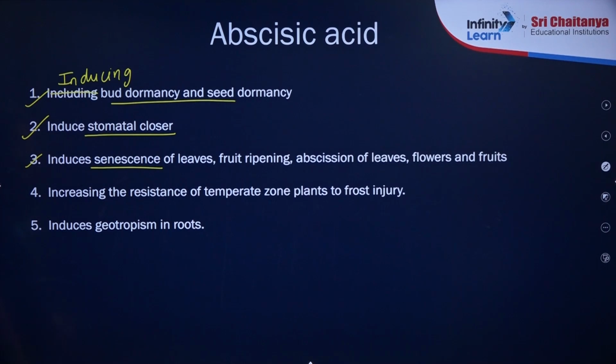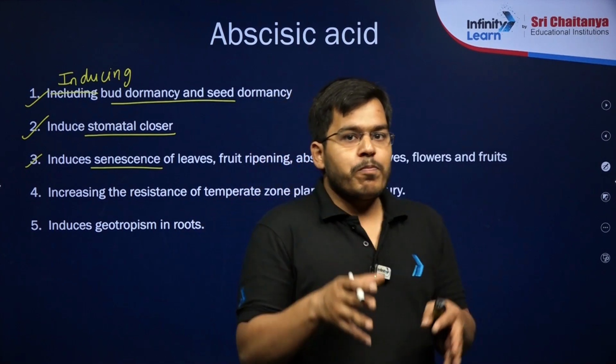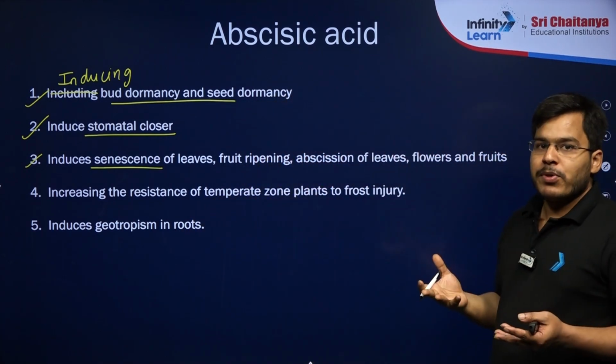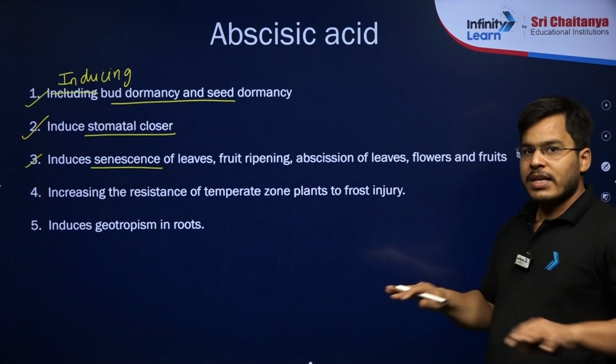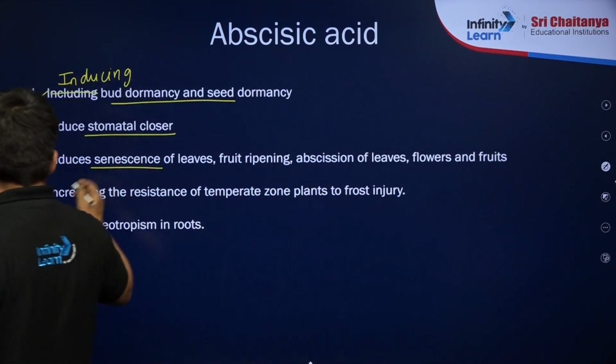It means aging of leaf. Fruit ripening will be helped by it. Abscission of leaf, breakdown of leaf from the plant, flowers and fruits. So in these processes, your abscisic acid will be helping because it's a stress hormone and it is helping the plant to cope with the stress situation. So if the plant has more parts, more problems will be there for the plant. So the plant will be reducing its parts so that in unfavorable conditions it can survive. So there it will be helping.